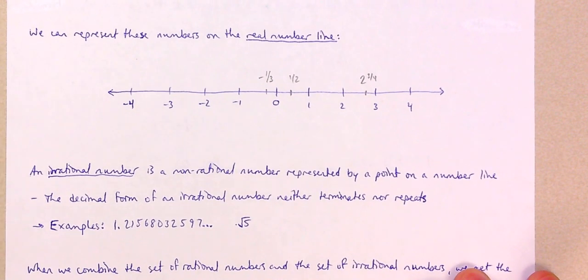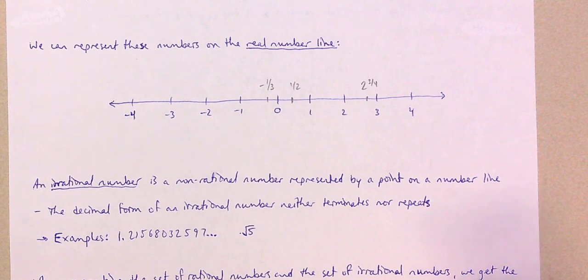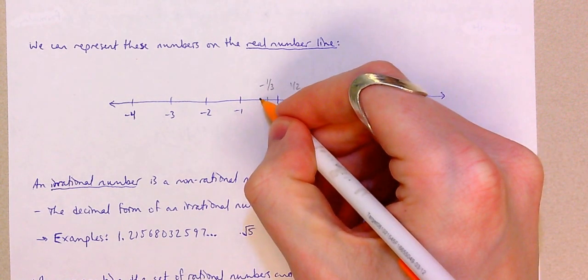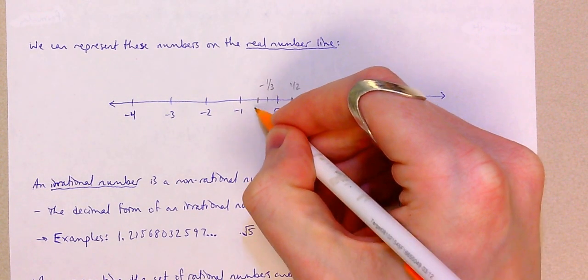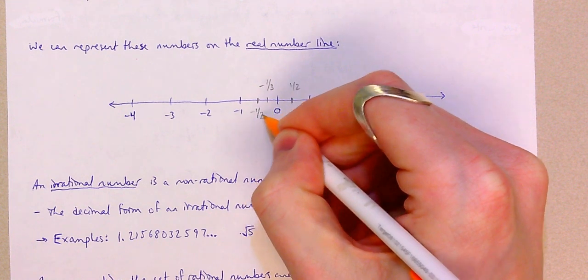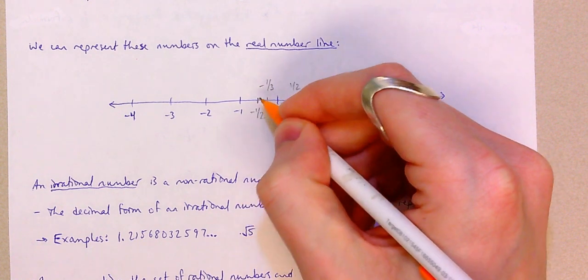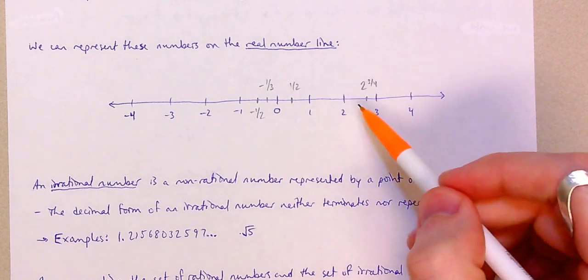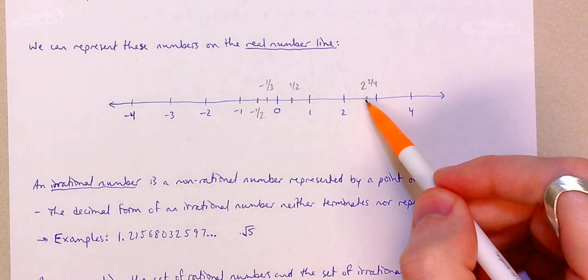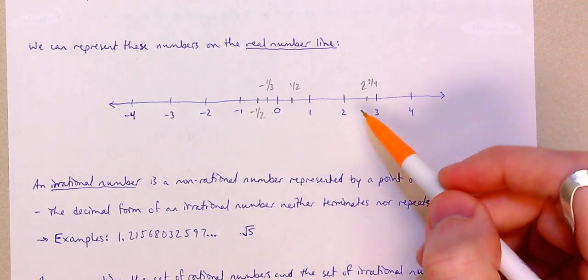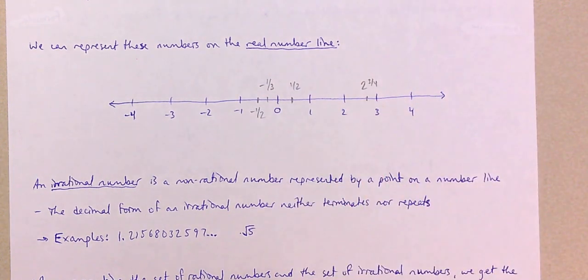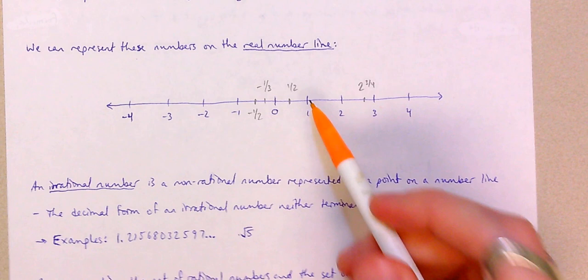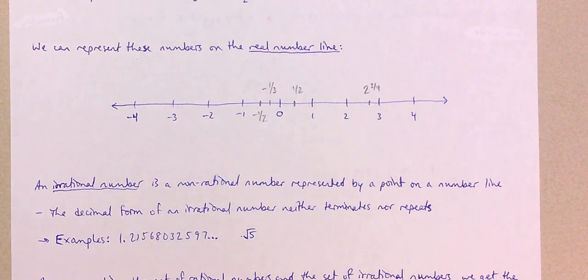So again, going back to our real number line here that we had, if I just plot one more number here, clearly we can see that 2 3/4 is going to be greater than 1/2 because this guy is to the right of the 1/2 on the real number line.